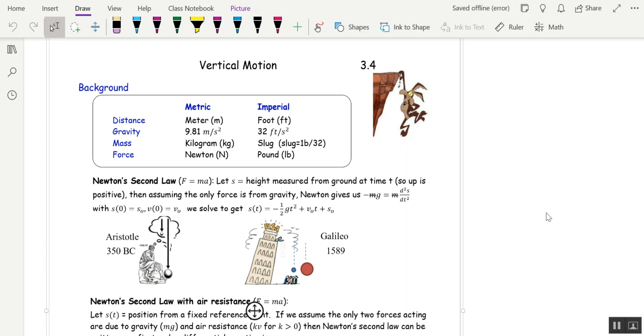So you're going to divide by 32. So slugs are pounds divided by 32. There's only one homework problem where you have the imperial system and the rest is the metric system.